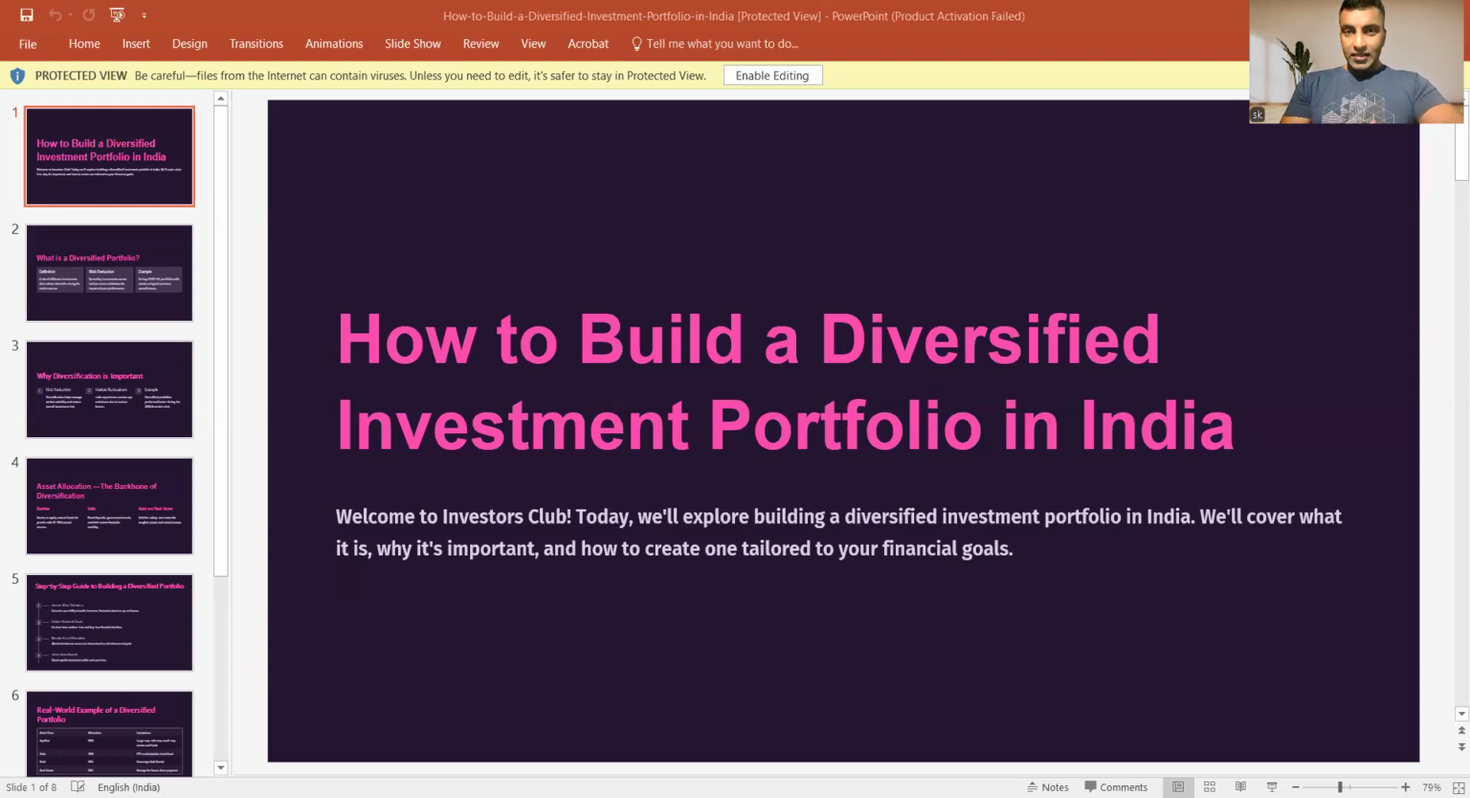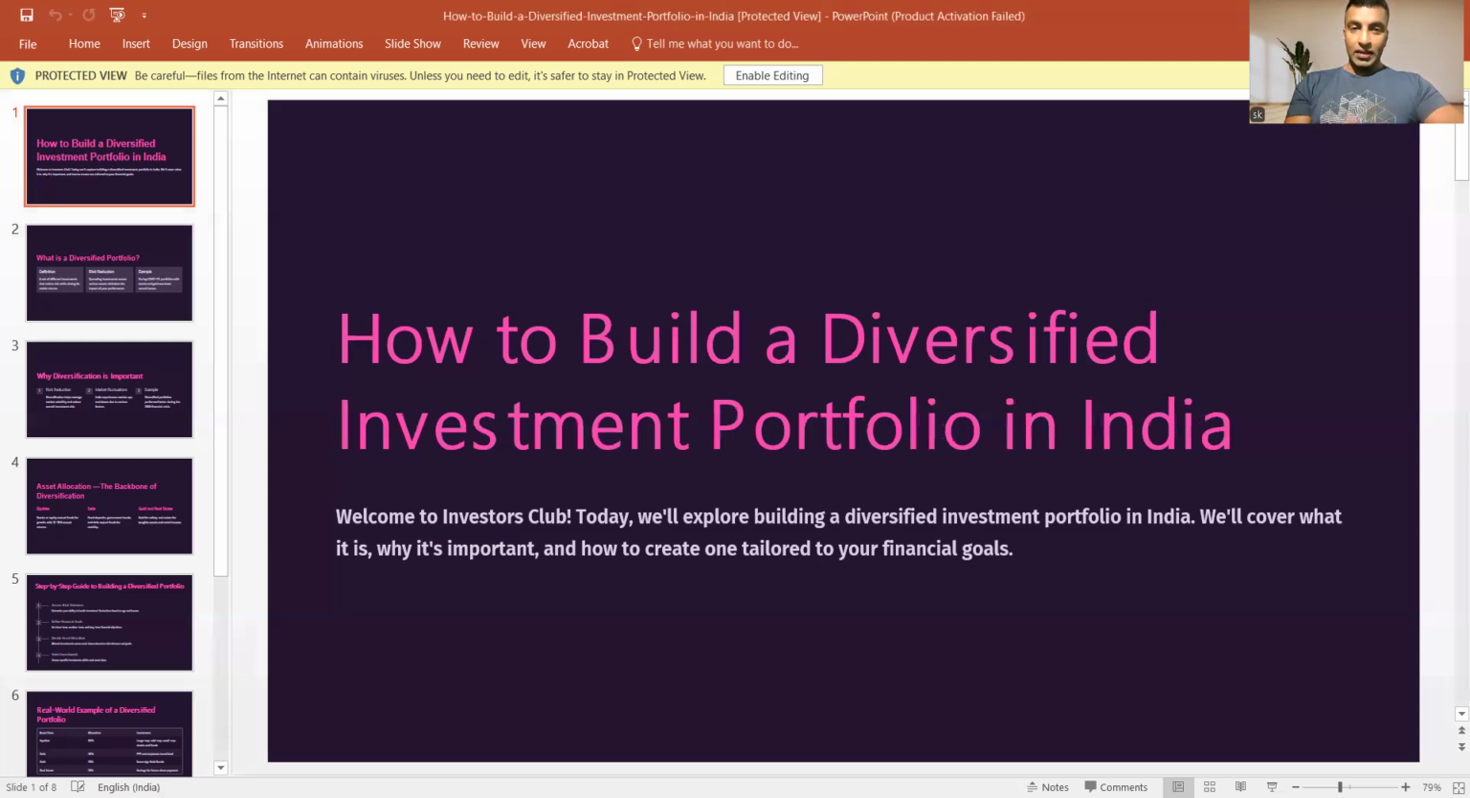So if you're serious about growing your wealth, you need to make sure that your portfolio is actually diversified into different asset instruments, and that we will be talking about in this session. So today we are going to cover what a diversified portfolio is, why it is important, and how you can create one which is tailored to your financial goals, especially in the Indian context. Okay, so let's get started with the video.